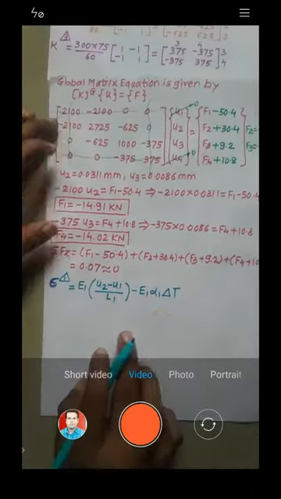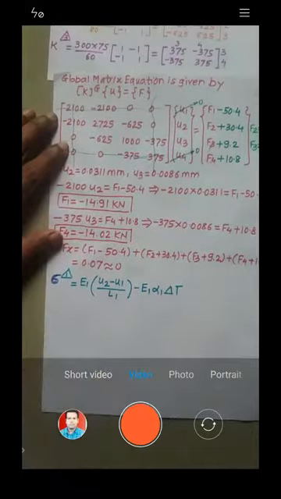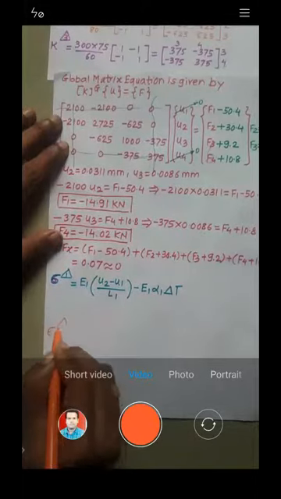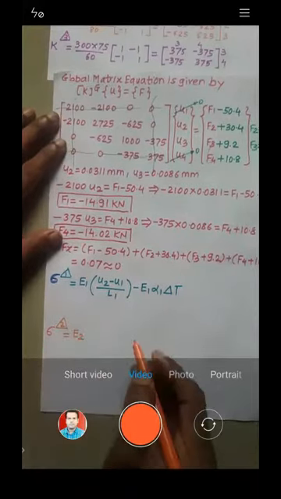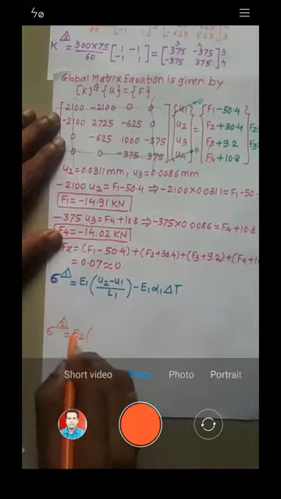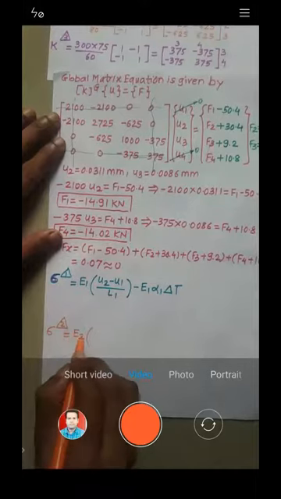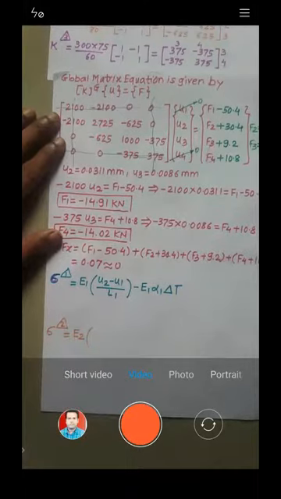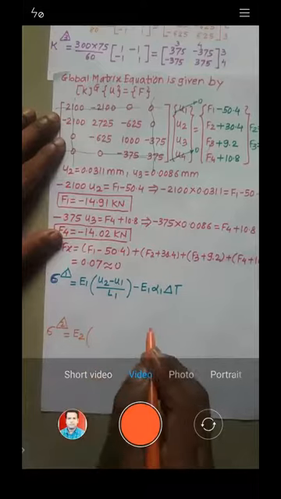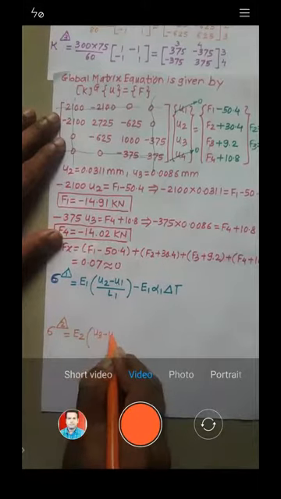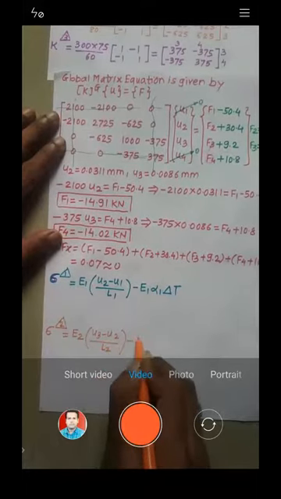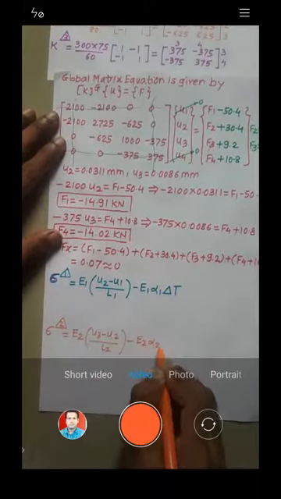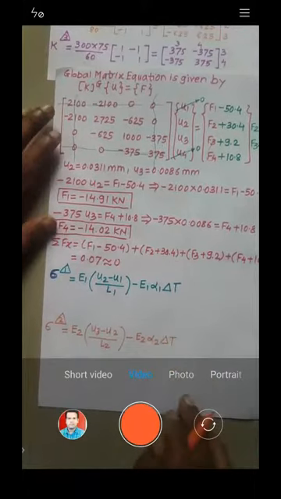Similarly, we will calculate stress induced in element number 2 as E2. Because we are interested to calculate for element number 2, we should write down the modulus of elasticity of element number 2. Now element number 2 is between 2 and 3. So we need to write down U3 minus U2 upon its length, that is L2, minus again E2, alpha 2 and delta T.